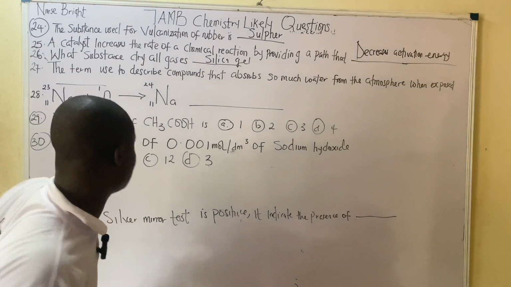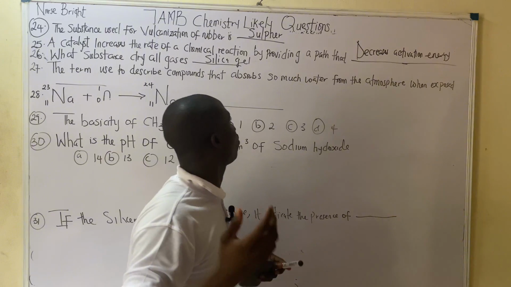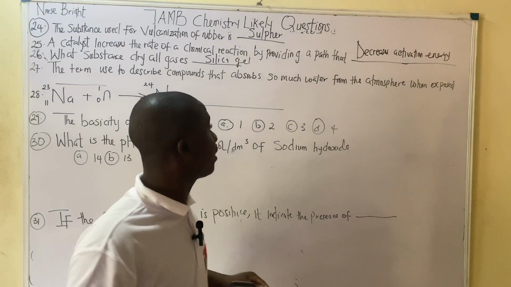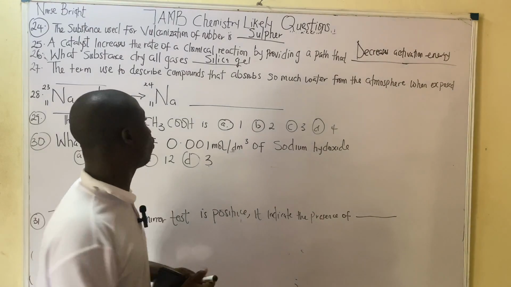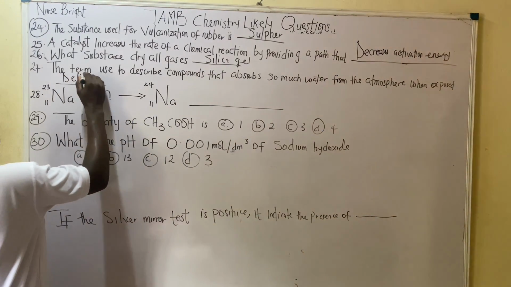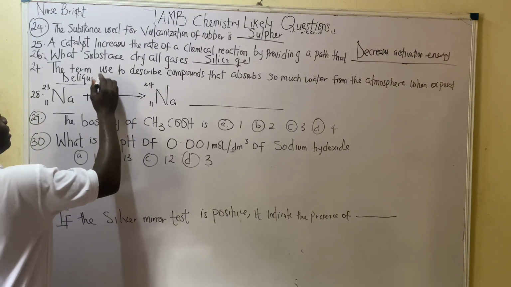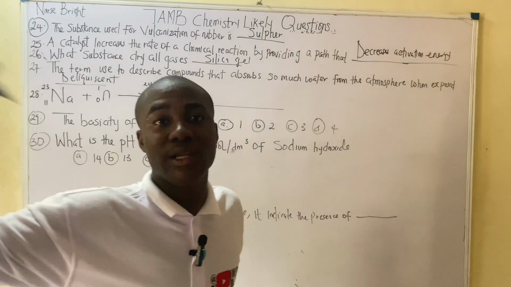Silica gel dries all gases. Next question. The term used to describe compounds that absorb so much water from the atmosphere when exposed to it is deliquescent substances. They are called deliquescent substances, but the process is called deliquescence.